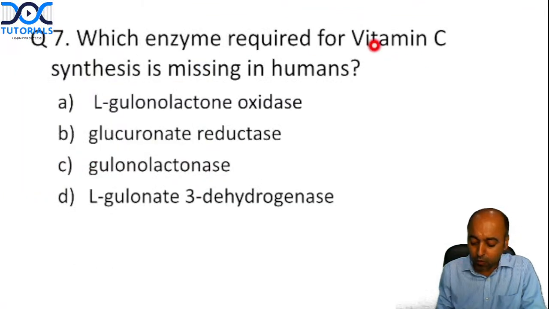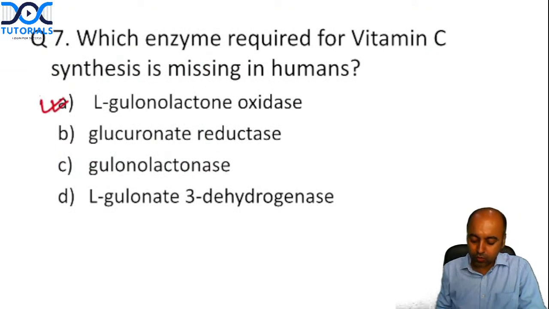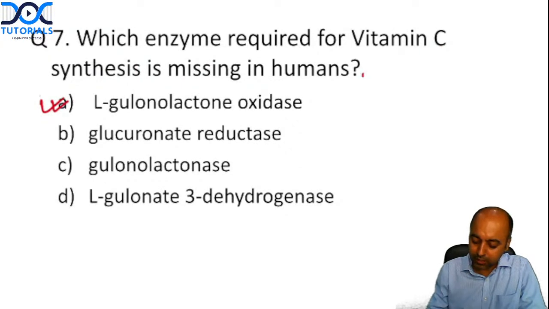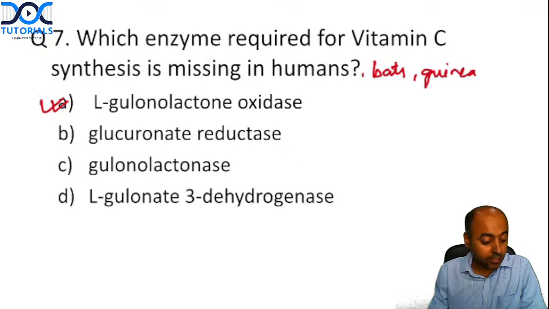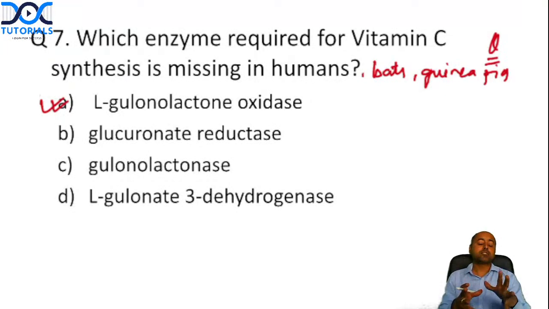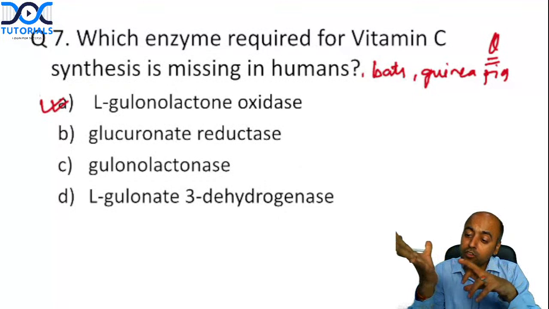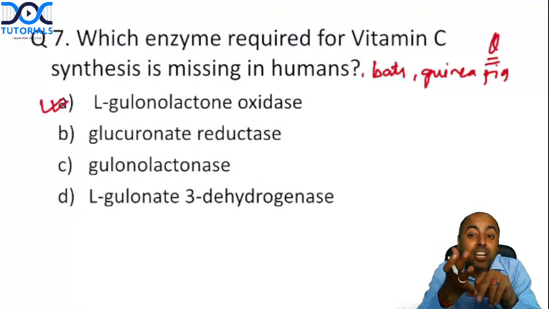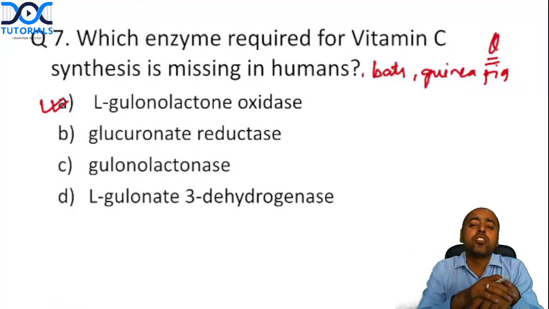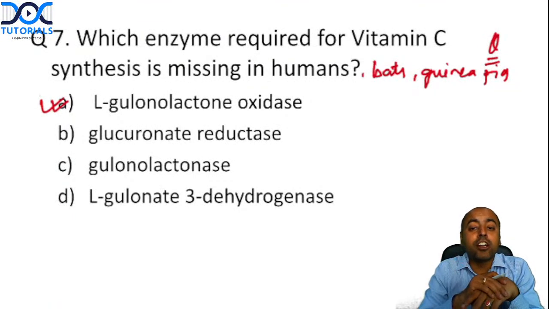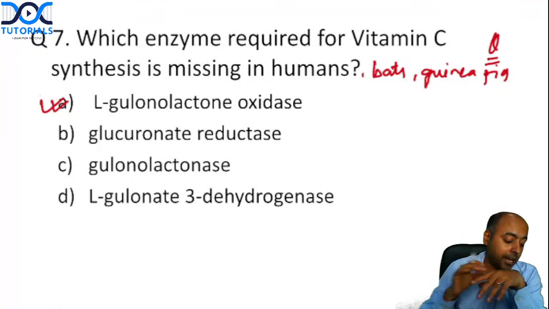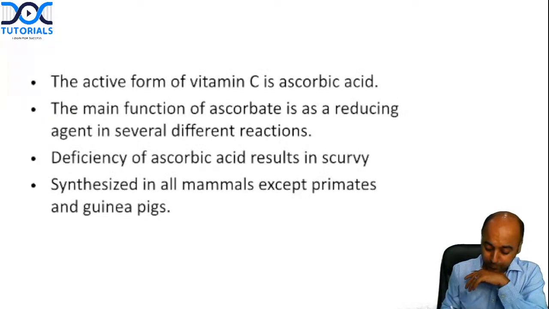Which enzyme required for vitamin C synthesis is missing in the humans? The answer is gulonolactone oxidase, also missing in bats and the guinea pig. So the question asks which of the following organisms do not require vitamin C. So here you remember humans, bats, guinea pigs, they will require vitamin C. Any other organism which is there in the option, for that you can choose. They will not require the vitamin C in the diet.